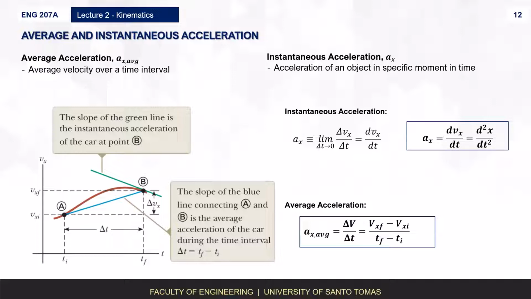Also, instantaneous acceleration can be obtained by getting the second derivative of a particle's or object's position with respect to time.